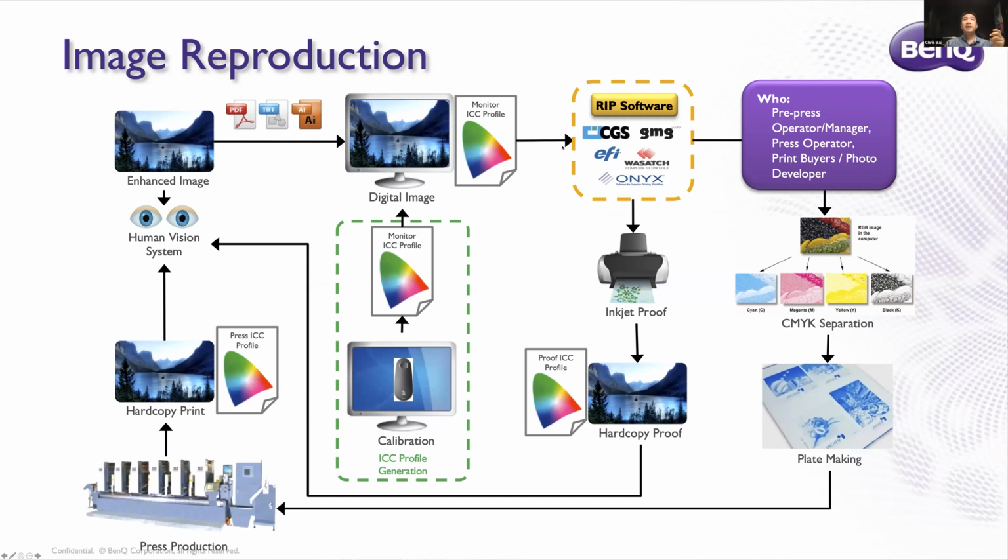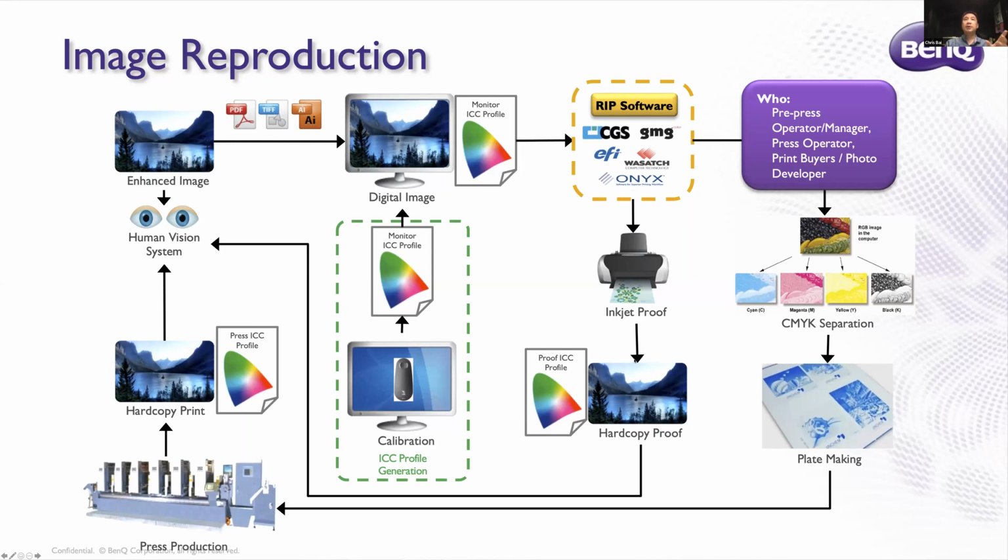And then they will send it to the RIP software. RIP does not stand for rest in peace; it stands for raster image processing. This software does a lot of things, but the primary job is first to send it to the proofer, which is an inkjet printer, so it will produce a hard proof for you to accept or not.